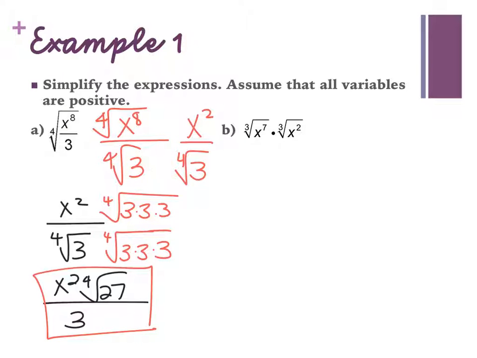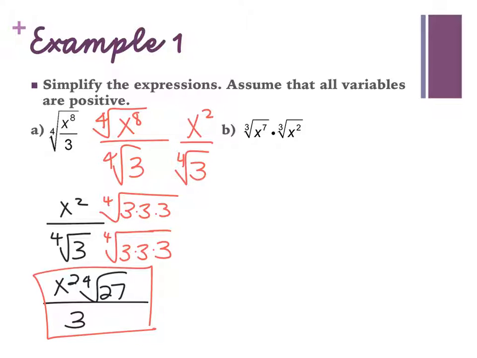All right, so B says the cube root of x to the 7th times the cube root of x to the 2nd. So the rule on square roots and cube roots is that as long as the index is the same, you can actually multiply. So if that was a square root and a cube root, I would have to keep them separate, but because they're both cube roots, I can combine them.